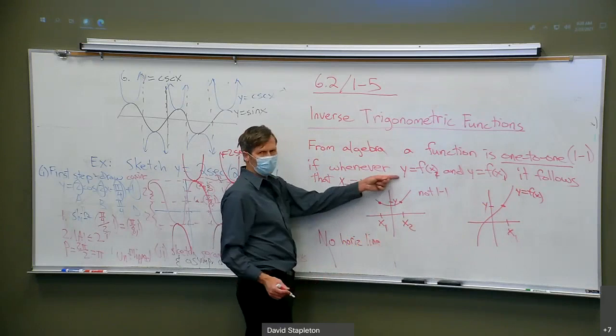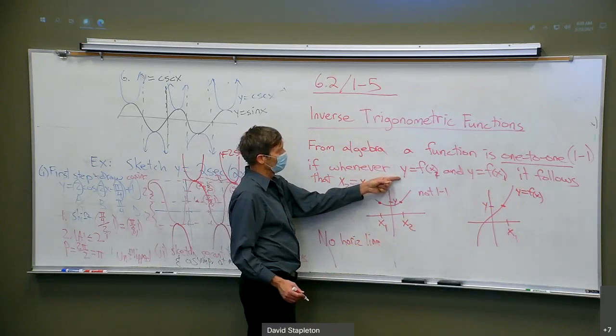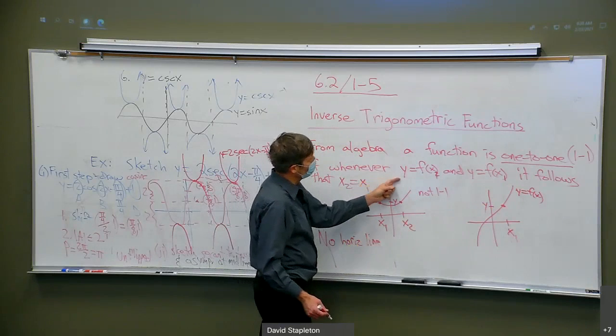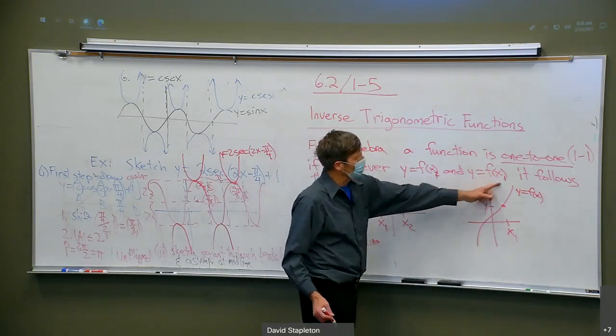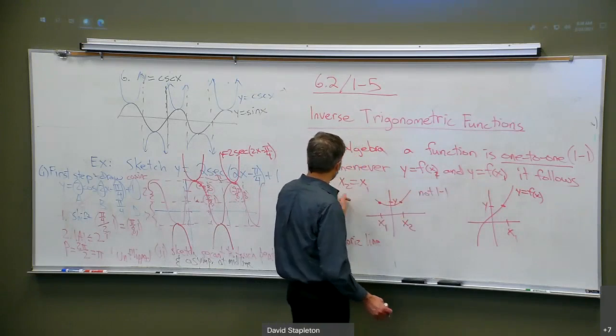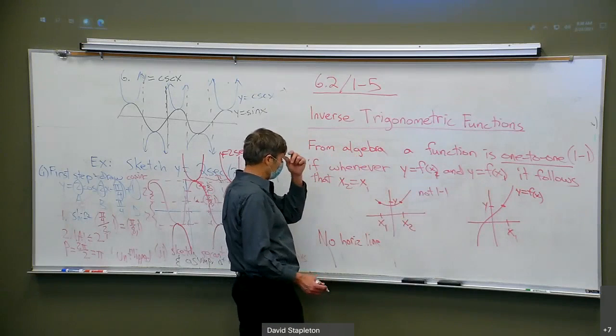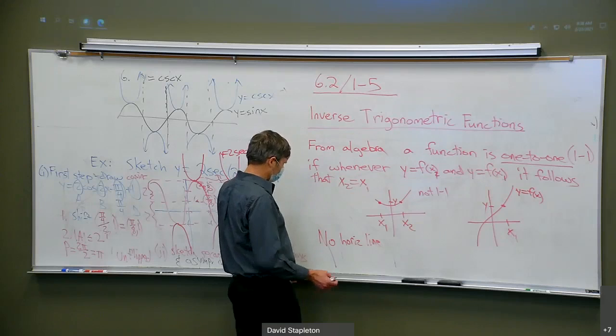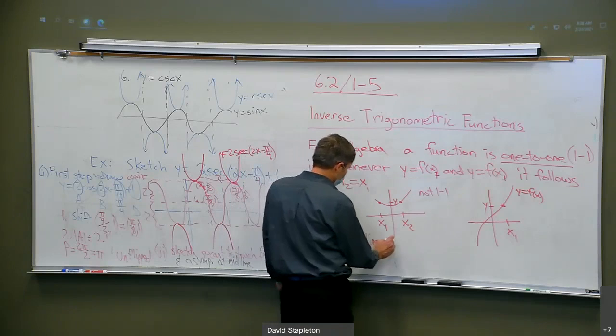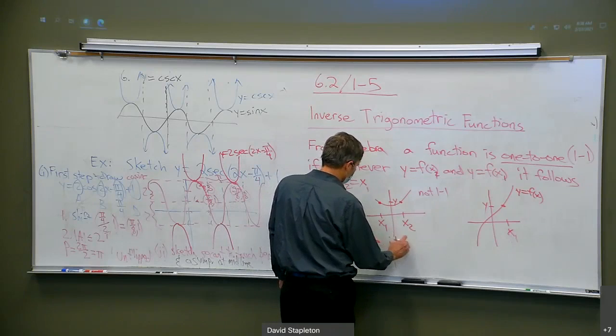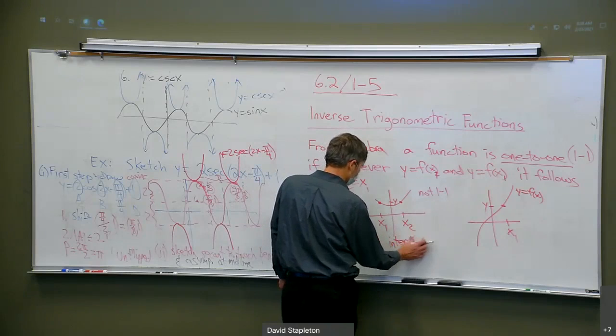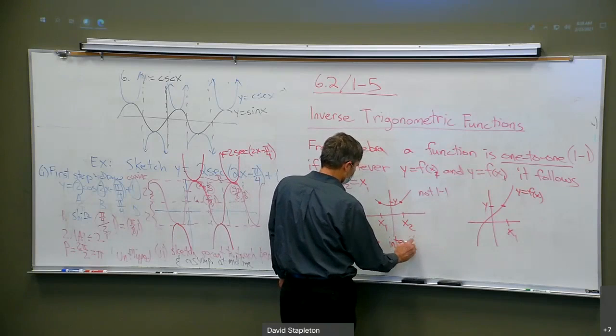So this is the way you define it so you can prove things. That's why it's clumsy to remember. If y equals f of x2 and y equals f of x1, for the same y, it follows that x2 equals x1. You can prove things with that, but no horizontal line intersecting more than once is the way to think of it easily.